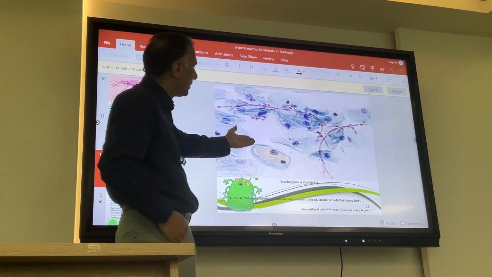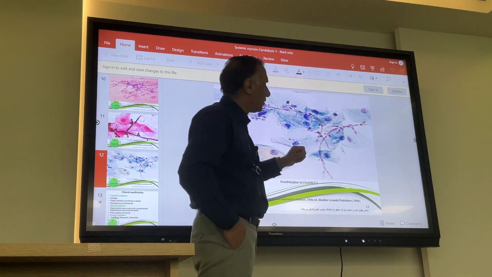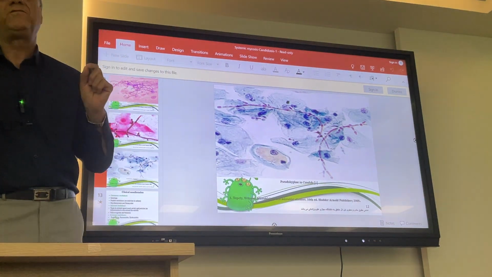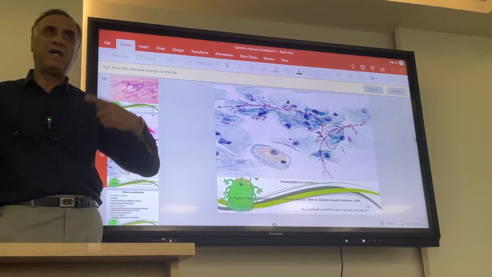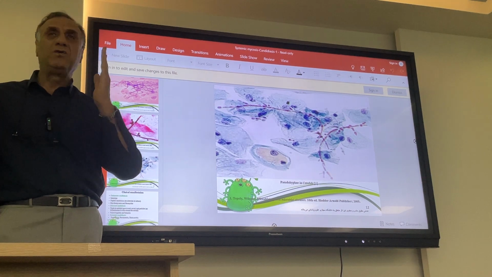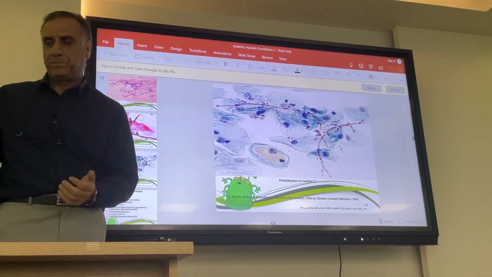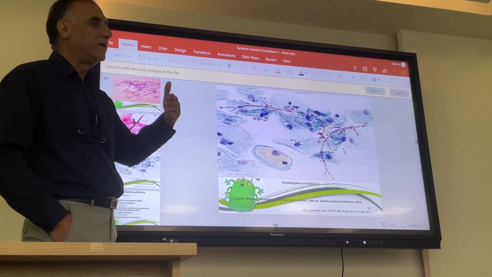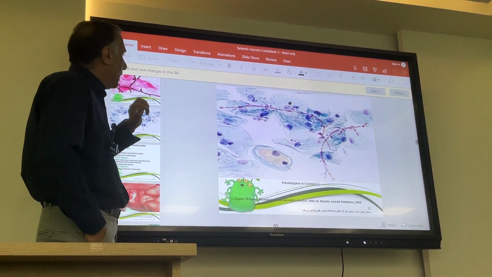Or in this picture, you find pseudohyphae and blastospores. When you find pseudohyphae, it means candidiasis. It is a key for the diagnosis of mycotic infection or candidiasis.